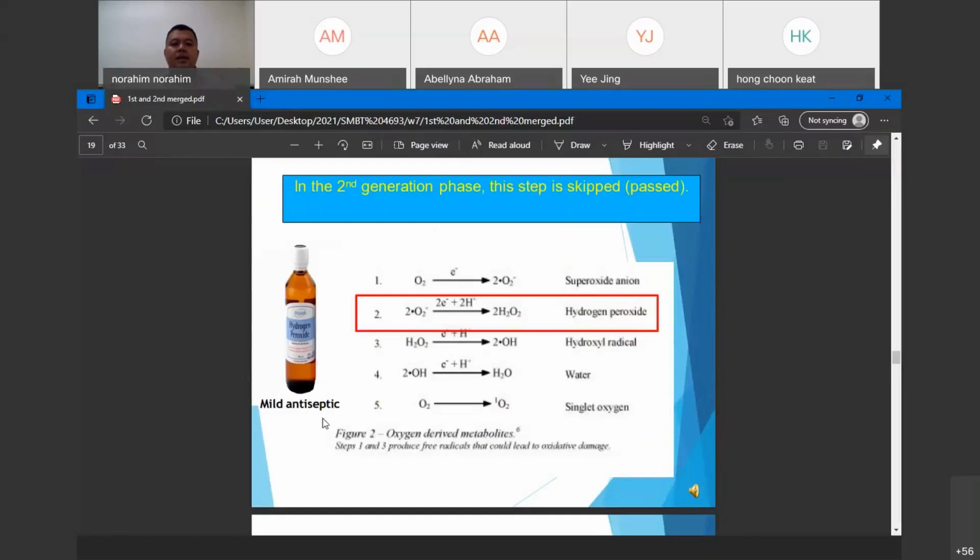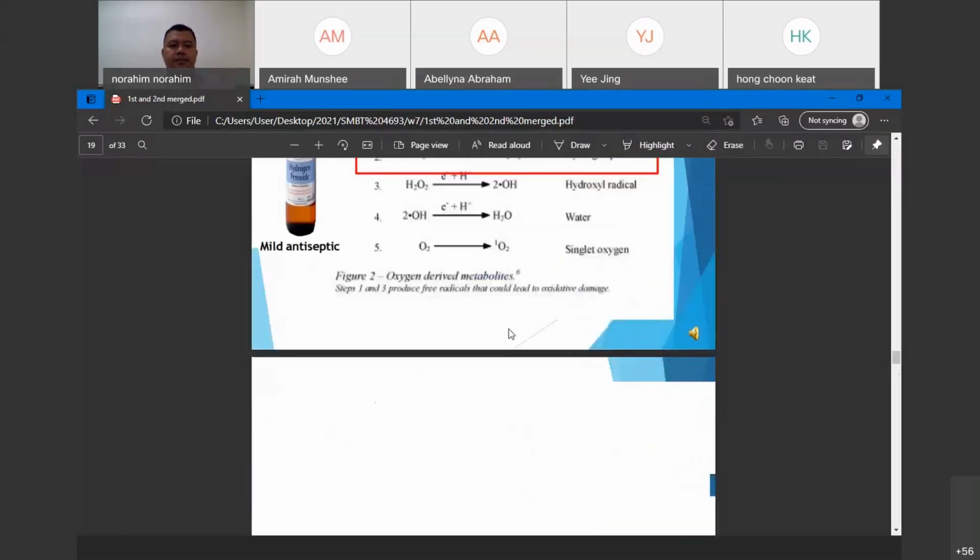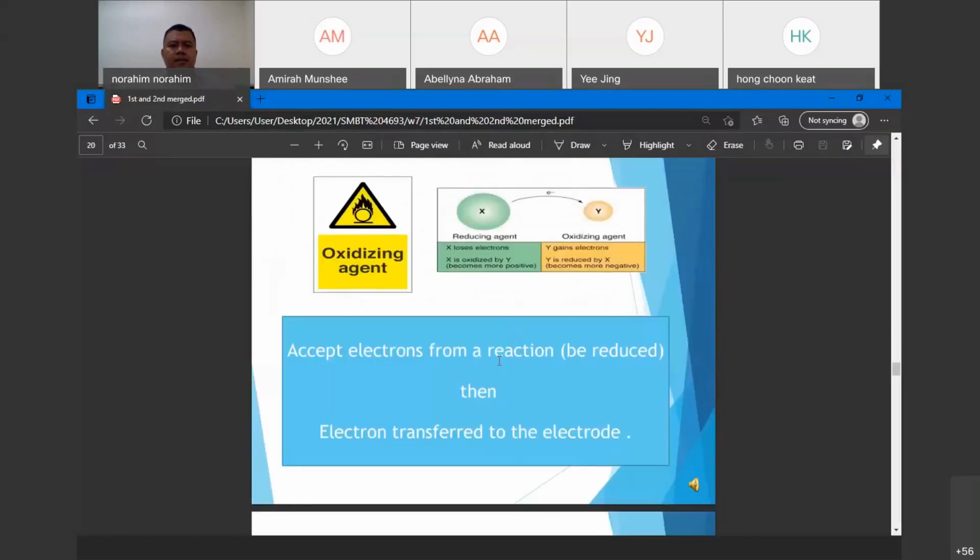Yeah. So this is just about oxidizing agent. If you look at the definition again, oxidizing agent. We have an X and Y. Y gains electron, it becomes more negative. Okay, this is just a definition. I don't want to talk about this.